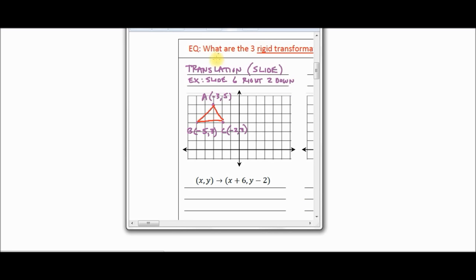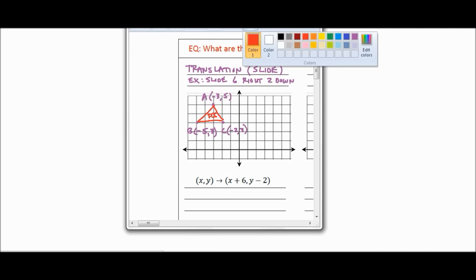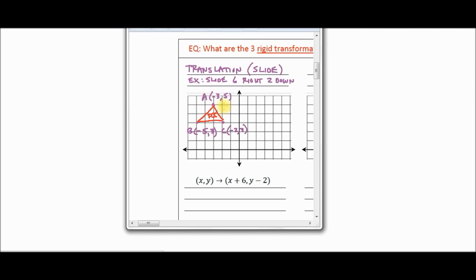Remember, we called the original shape the pre-image. So I'm going to put just PI here for pre-image. That's our starting shape. Now we're going to figure out what happens to that shape when we translate it 6 units right and 2 units down. Well, this is actually pretty easy to do. We're going to take our point A and go 1, 2, 3, 4, 5, 6 to the right and 1, 2 down, and there's going to be our new point A. And then we're going to take our point B, 1, 2, 3, 4, 5, 6, 1, 2, and point C, 1, 2, 3, 4, 5, 6, 1, 2, and there are our new points.